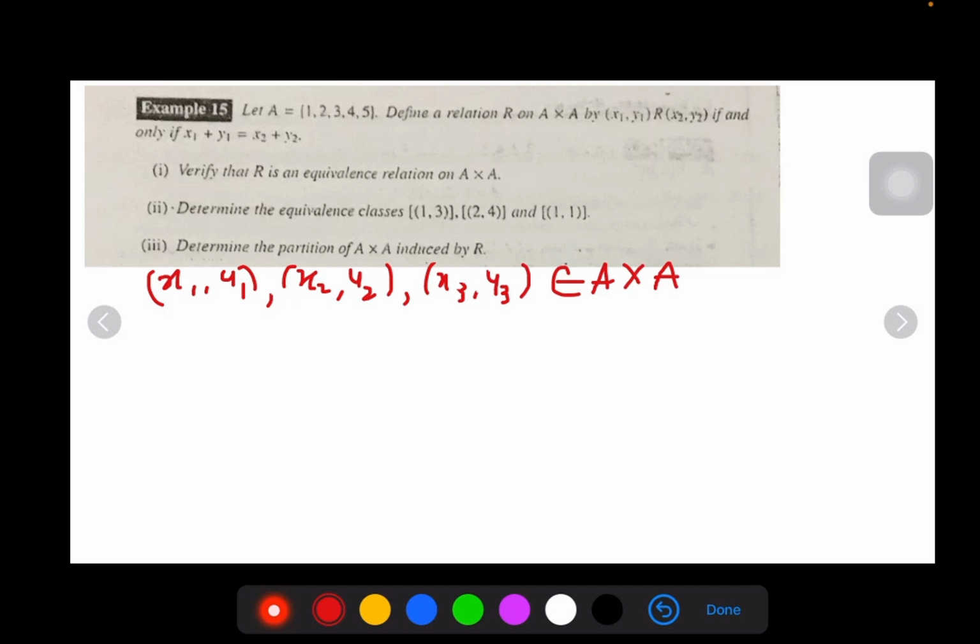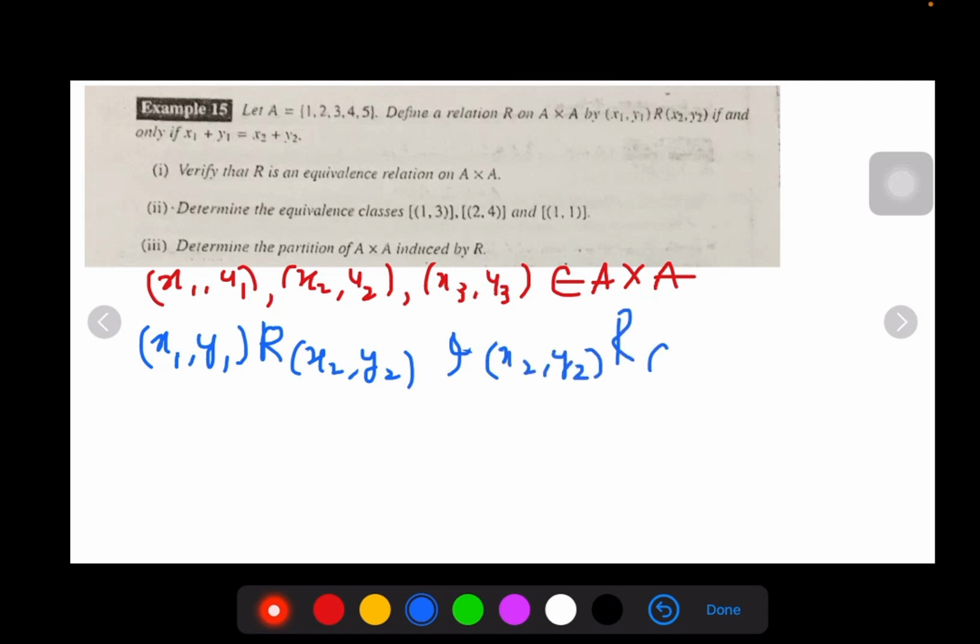It is in the set A cross A. Then I have to look into the element which is present in the relation. So I will take x1, y1 in general, assume that x1, y1 is related to x2, y2 and x2, y2 related to x3, y3. So both are there in the relation. Then what is my job? My task is to find out this element is related to this element, right? As per the transitive property.